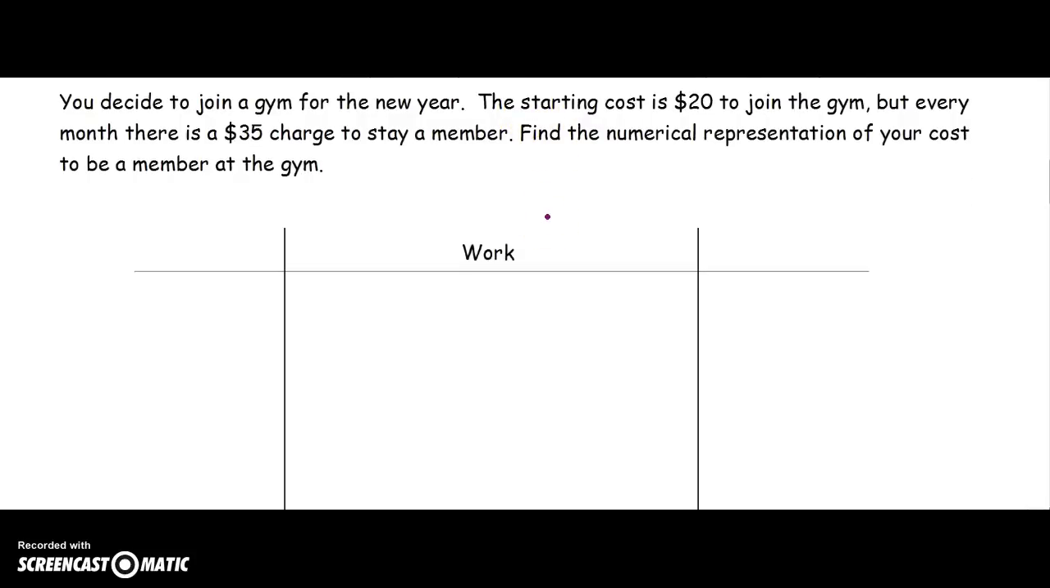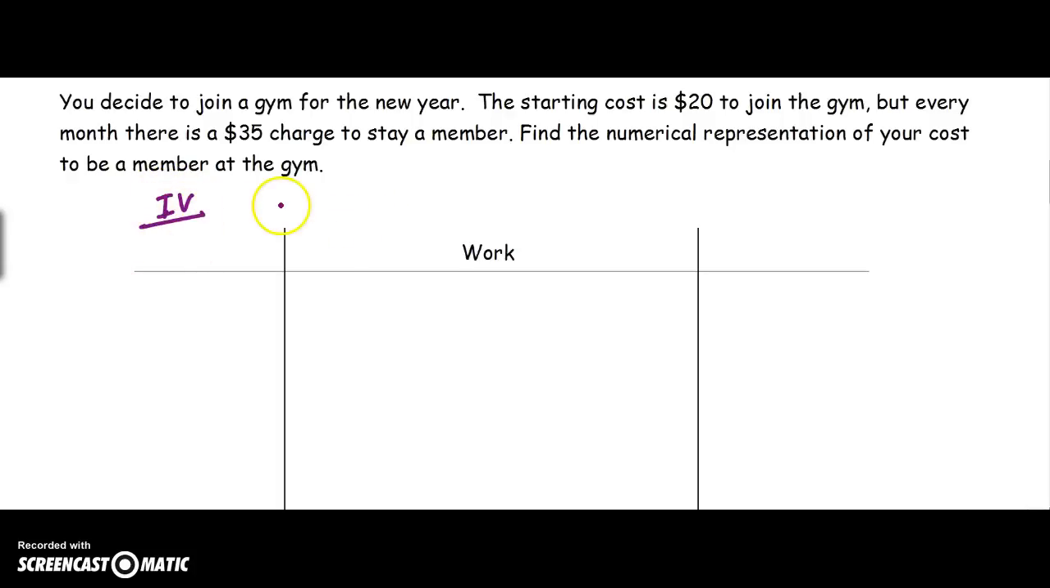So here's the first one. You decide to join a gym. The starting cost is $20, but every month there's a $35 charge to stay a member. Find the numerical representation of your cost to be at the gym. So how we label this is you have a center area to show all of your work, because remember, showing your work is important. Your independent variable goes here on the side.